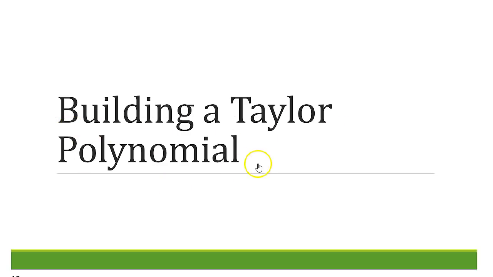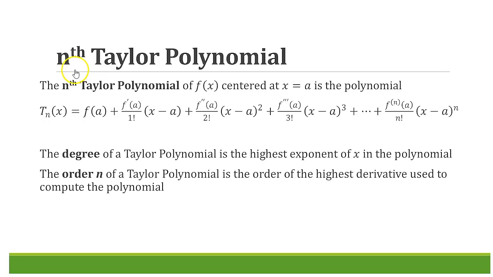Building a Taylor polynomial. To build a Taylor polynomial, we're going to need the formula. So the nth Taylor polynomial of f of x centered at x equals a is the polynomial T sub n of x, which is equal to f of a plus f prime of a over 1 factorial times x minus a, plus f double prime of a over 2 factorial times x minus a to the second power, and so on all the way up to the nth derivative at a over n factorial times x minus a to the n. So this is the formula that we're going to be using to build our Taylor polynomial.